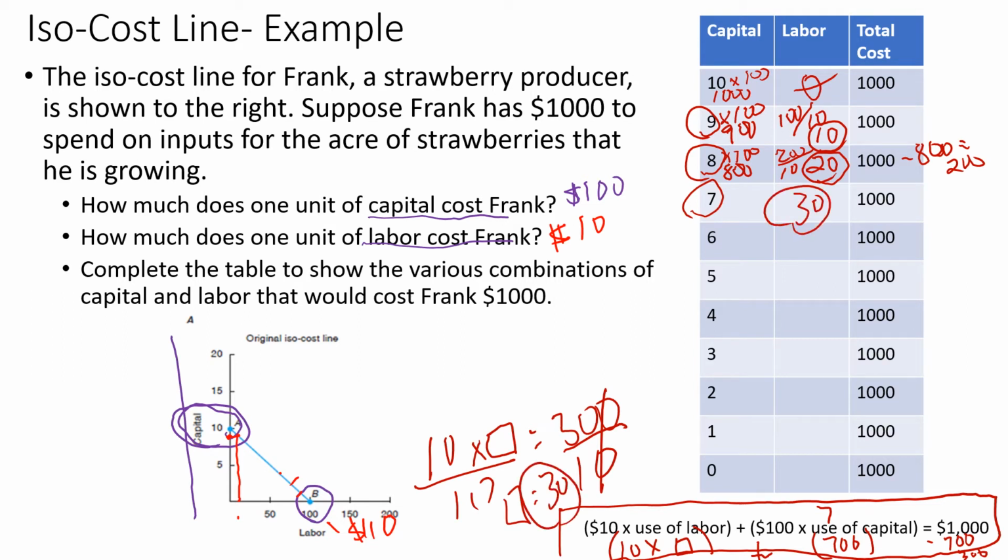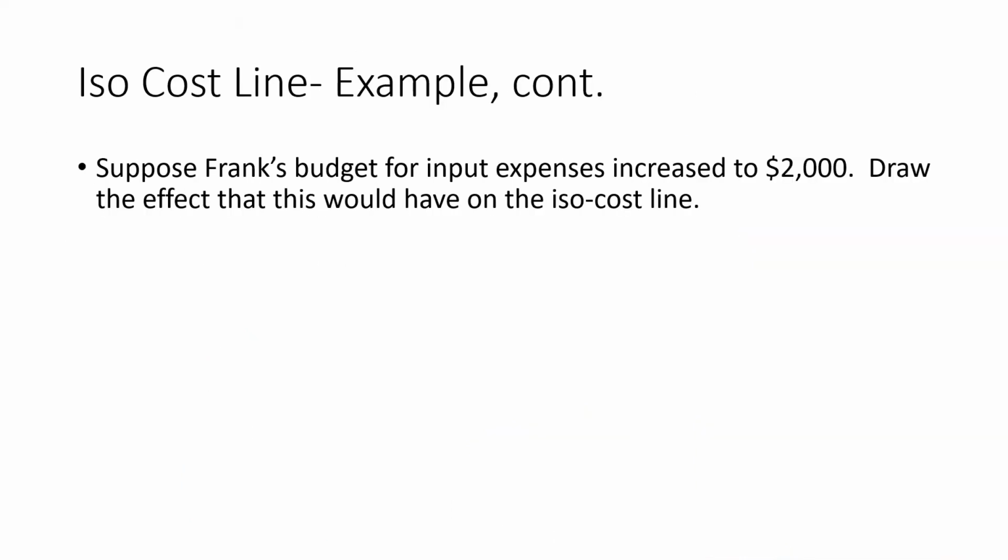You can kind of think about it in 2 different ways. But this is just giving us the different combinations of capital and labor that are going to cost $1,000, and that's what makes up every single point on the ISO cost line. So we can make some changes to this. So if Frank's budget for input expenses increases to $2,000, what effect would that have on his ISO cost line?